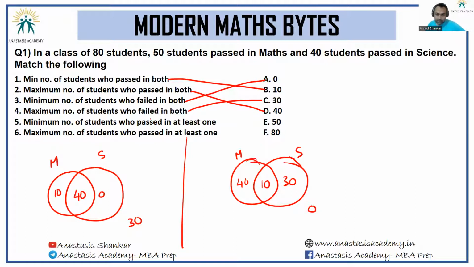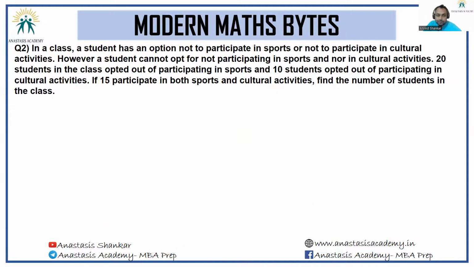Minimum number of students who pass in at least one. At least one would be minimized here when you have just 50 people passing in at least one subject. Maximum number of students who passed in at least one would be this case when you have everybody passing in at least one. So this would be the final answer. This is of course not a CAT variation, but a good basic fundamental check.